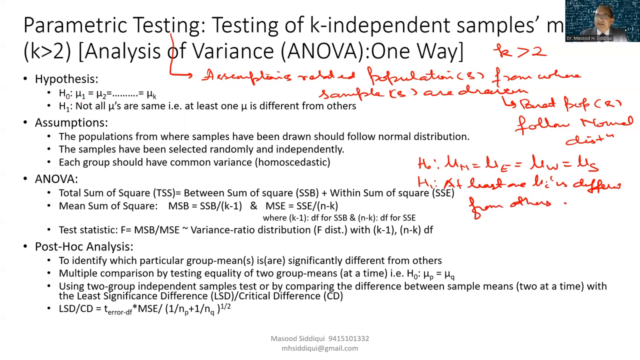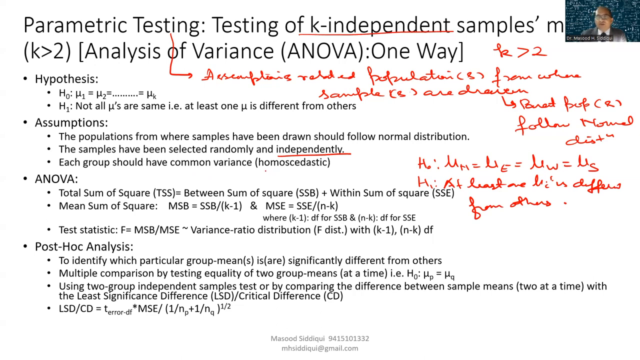And since this is a parametric test, this ANOVA requires certain assumptions. The first assumption is population from where sample has been drawn should follow normal distribution. This is the first assumption. The second assumption is sample has been drawn randomly and independently. That's why this is known as K-independent sample test. So the samples must be independent. And another assumption is each group should have common variance, or homoscedastic assumption is there.